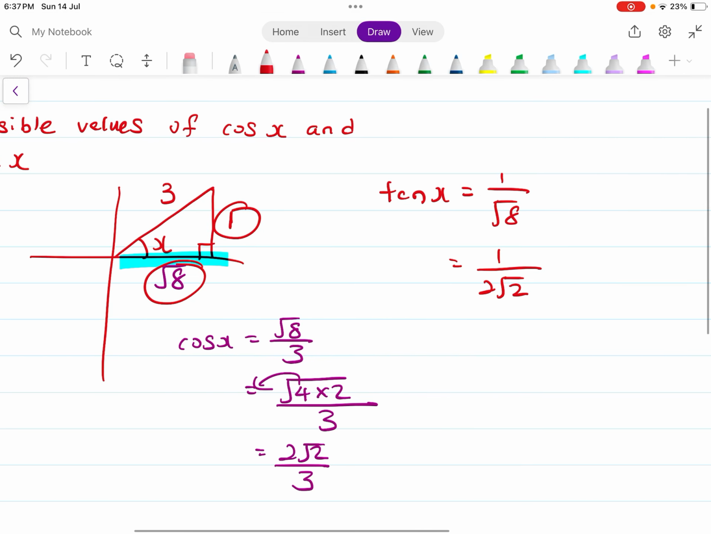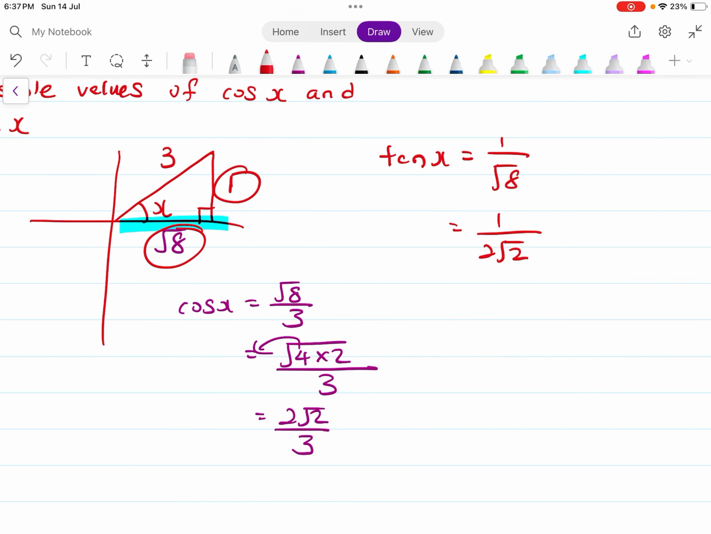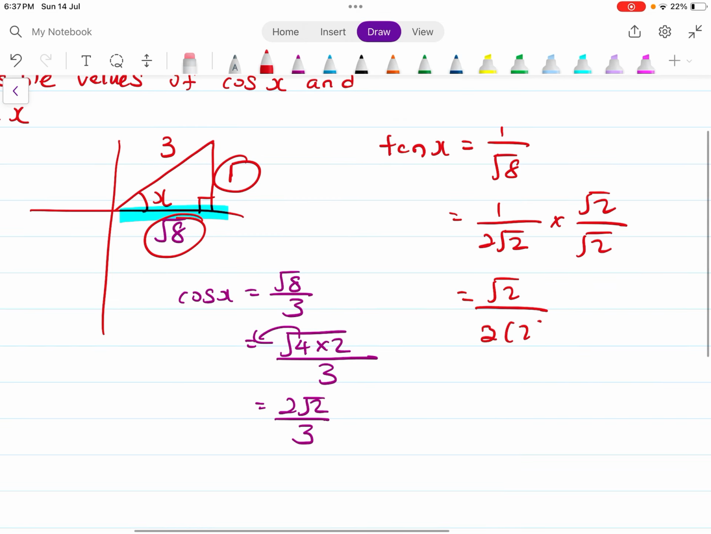But of course, I don't know whether they will accept this because this one is an irrational form. So you can do a bit of rationalization. This will give you square root 2, then at the bottom, 2 times square root 2 is 2 times 2. So this will be square root 2 over 4. So that is the first quadrant.